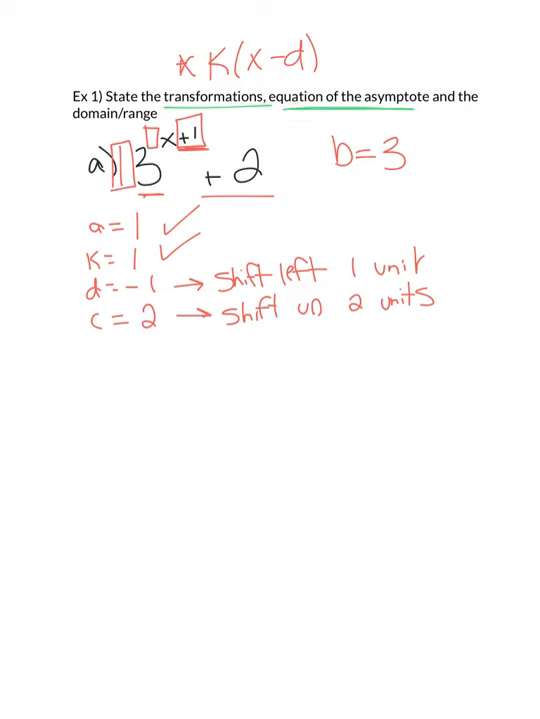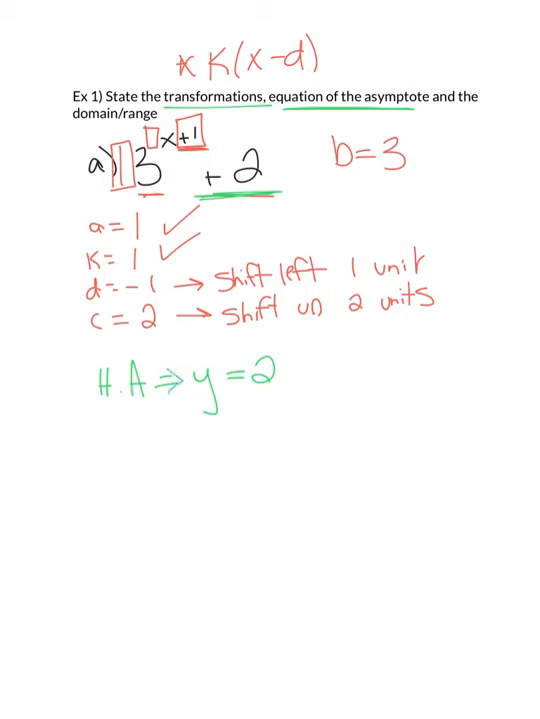Next, we need to state the equation of the asymptote. Our horizontal asymptote, we can write as h.a., is typically, we know, at the x-axis. So it's normally at y equals 0. Since we have this shift up 2, our horizontal asymptote is going to be at y equals 2.